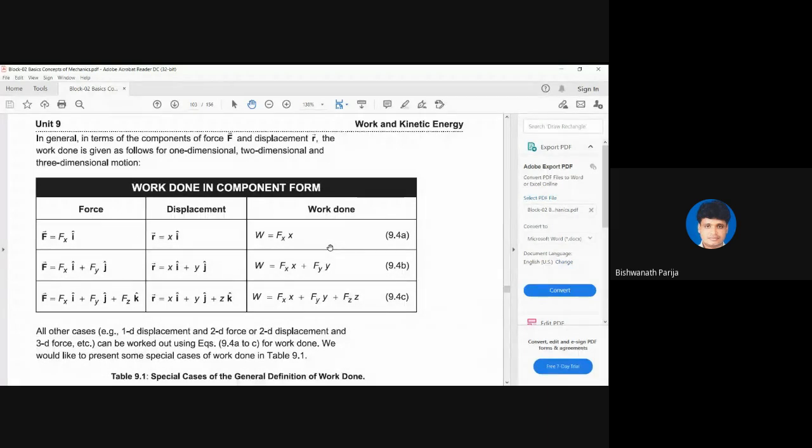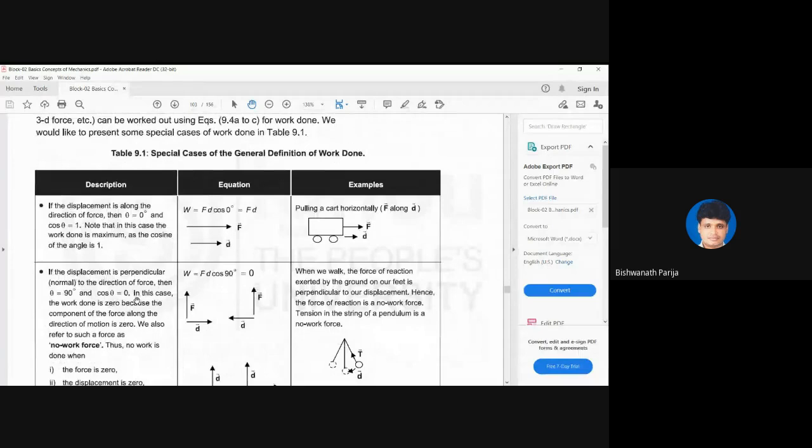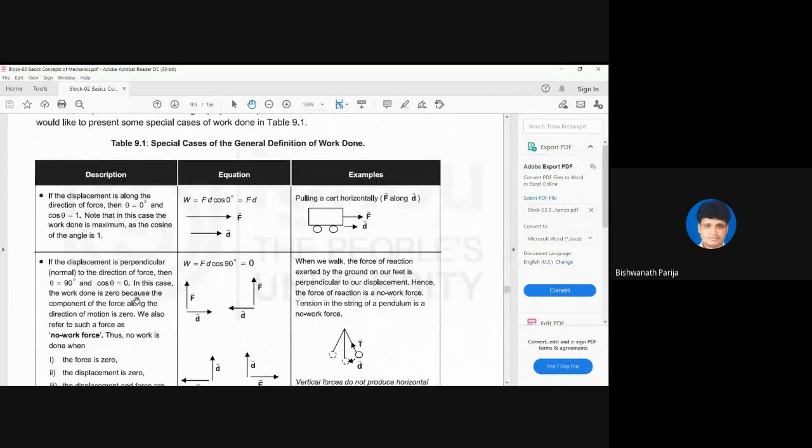In one dimension, if the force is applied along the x direction, then displacement will be along x, and the work done will be along x. But in two dimensions, in a plane, if you apply force in x and y directions, then displacement will be in both directions, and work done will be in both directions. Like this in three dimensions. So these are the formulas. But here given some examples and a description.